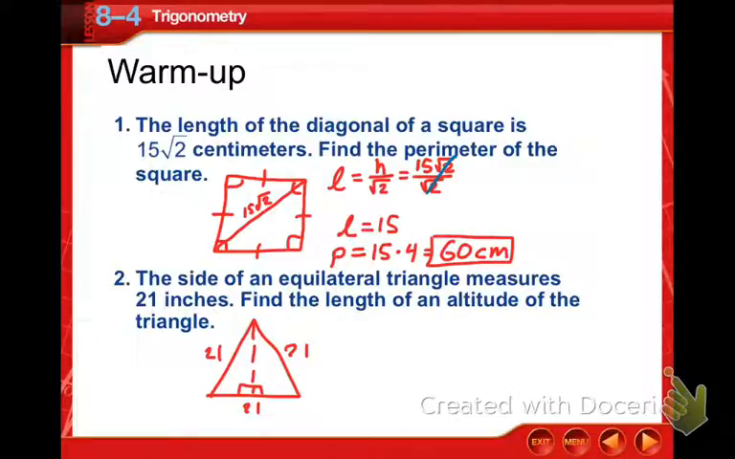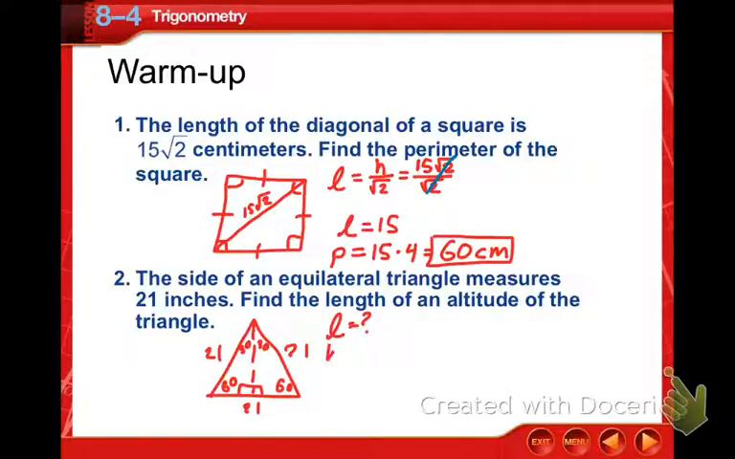So we now have two right triangles inside of the equilateral triangle. And because we know it's an equilateral triangle, all the angles are equal also. They're all 60 degrees. So we now have two 30, 60, 90 triangles. So knowing that, we're trying to find the length of the altitude. So we're trying to find L here.